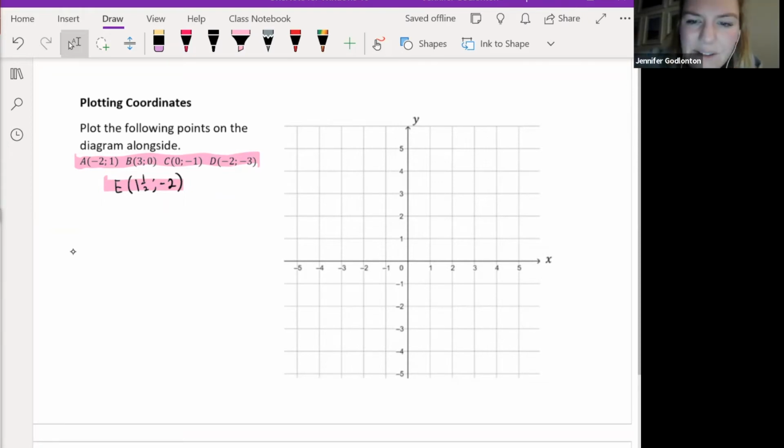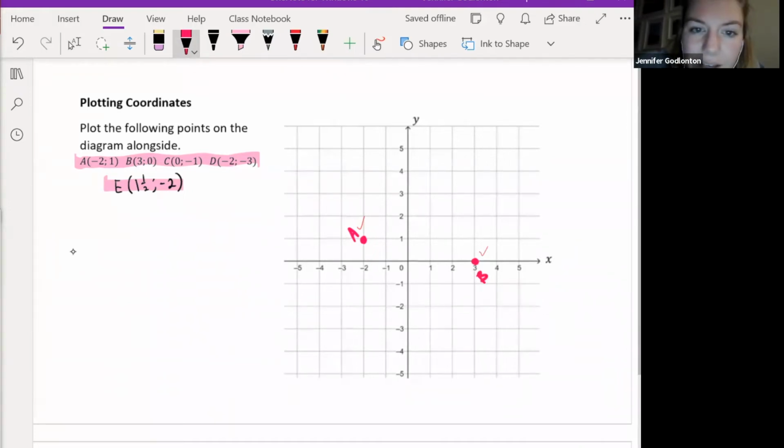Okay, guys, let's zoom through these. So A, we're going to go -2, and then we're going to go to 1, and we're going to draw a dot and write an A. If you got A right, you can give yourselves a tick. Okay. B is 3 and 0. It needs to be on the line. It cannot be just above or below the 3, because my Y is 0. Give yourselves a tick if you have gotten B correct.